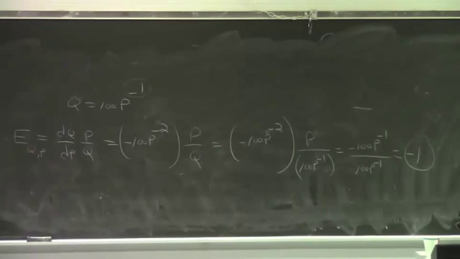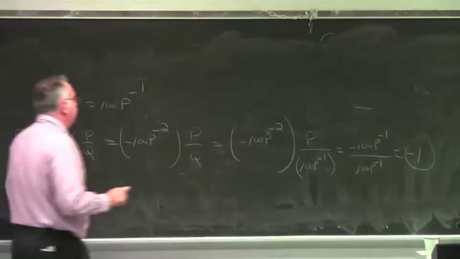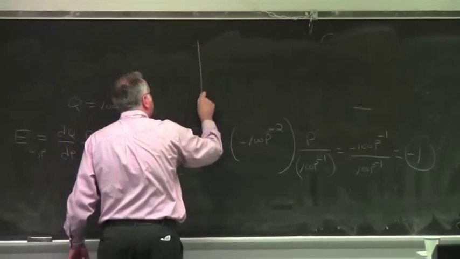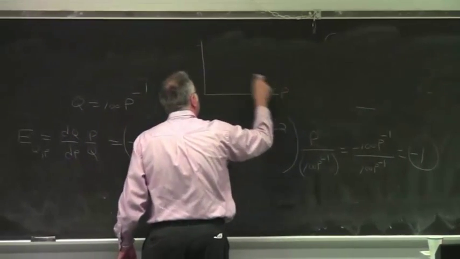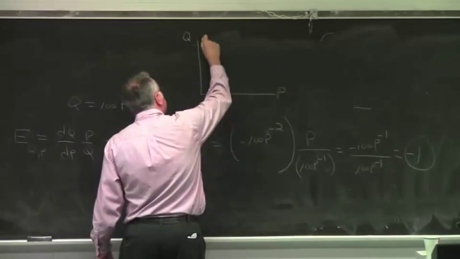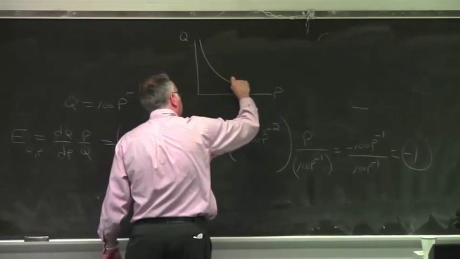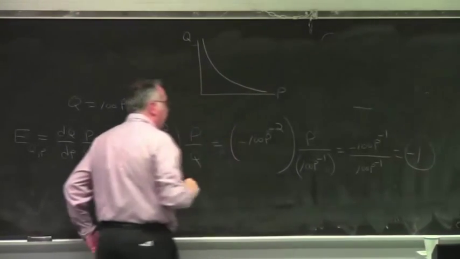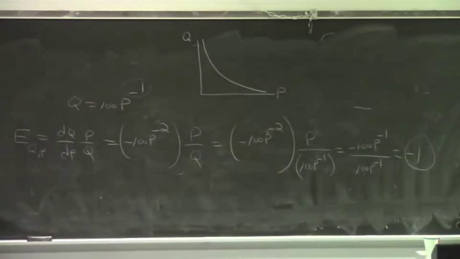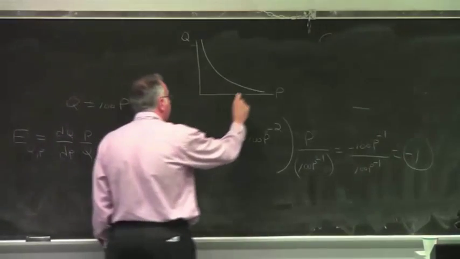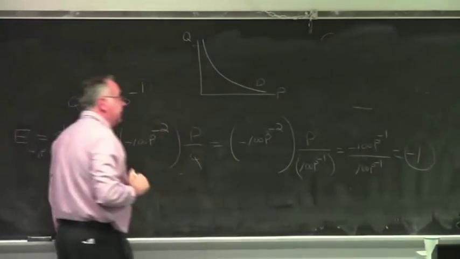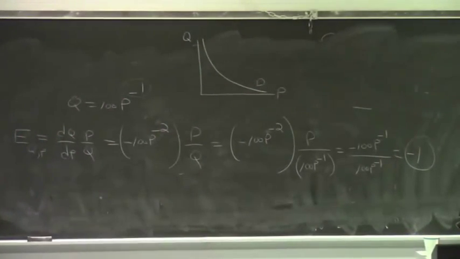And if you graph this demand curve, what does it look like? It looks like this. It's a rectangular hyperbola. It asymptotically approaches the horizontal axis but never quite reaches it. It asymptotically approaches the vertical axis as P approaches 0. So the demand curve looks like this. And for this particular demand curve, the price elasticity of demand is always minus 1.